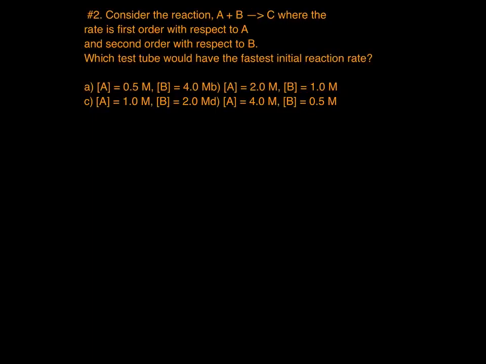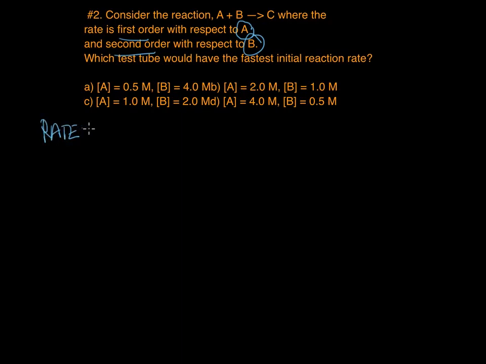Okay, in this problem here, we are given a reaction. We're given information about the rate law indirectly. We are given the information that the rate is first order with respect to A, second order with respect to B, and then we're asked to identify which test tube would have the fastest initial rate. So let's write the rate law.